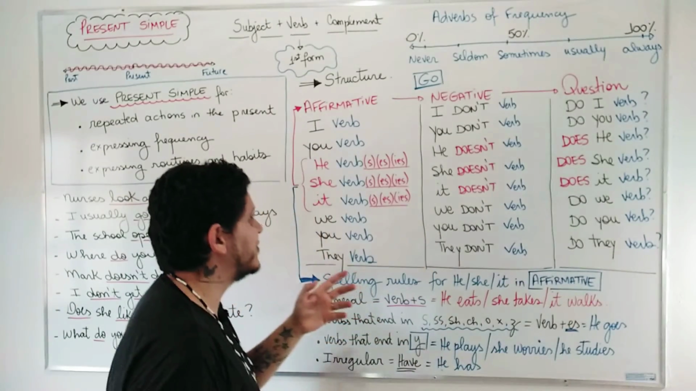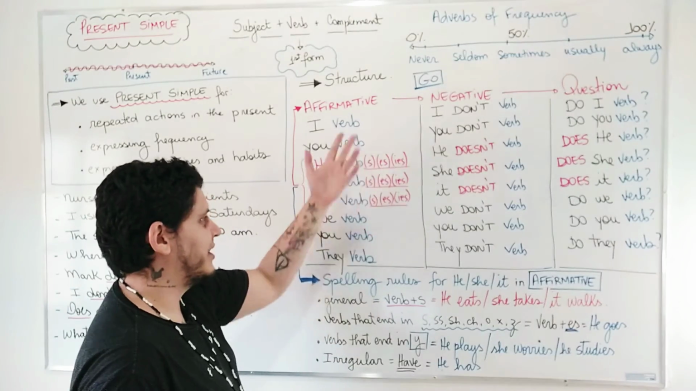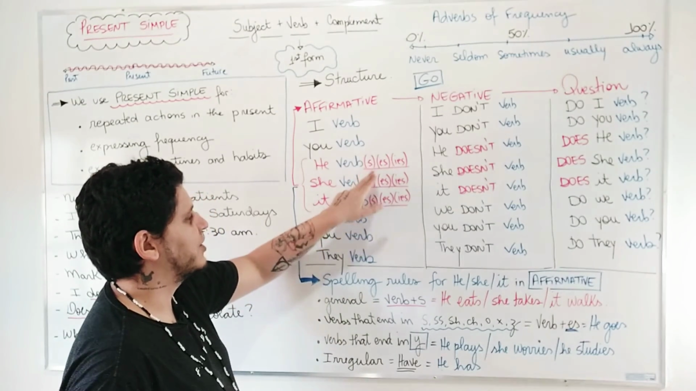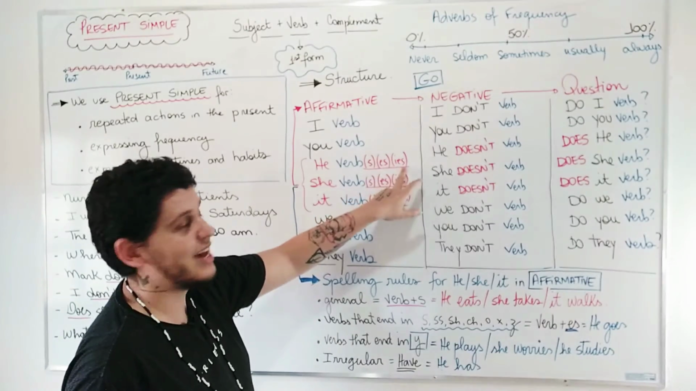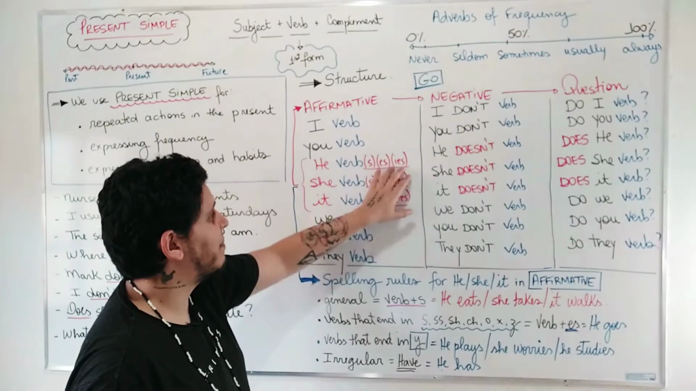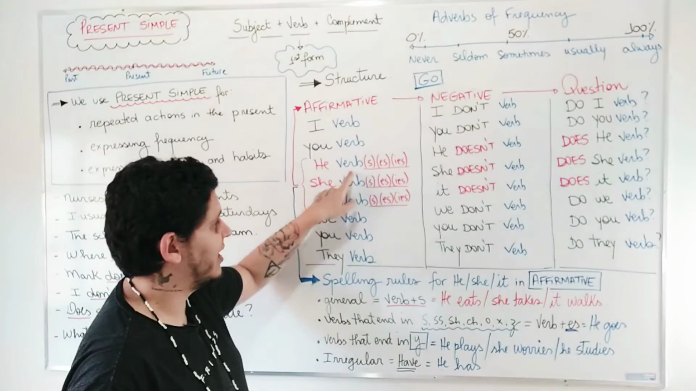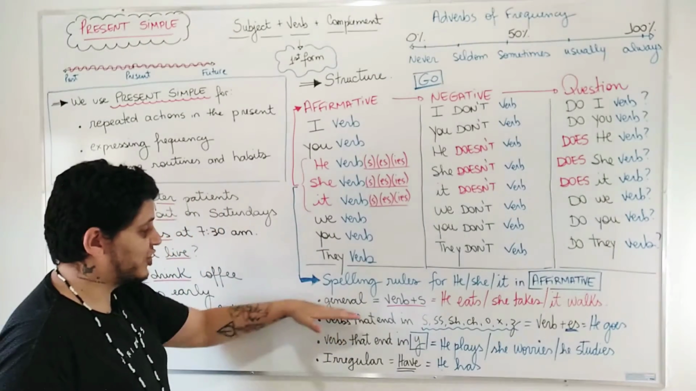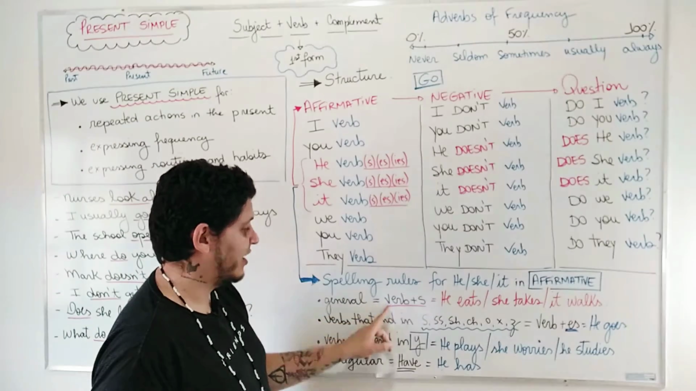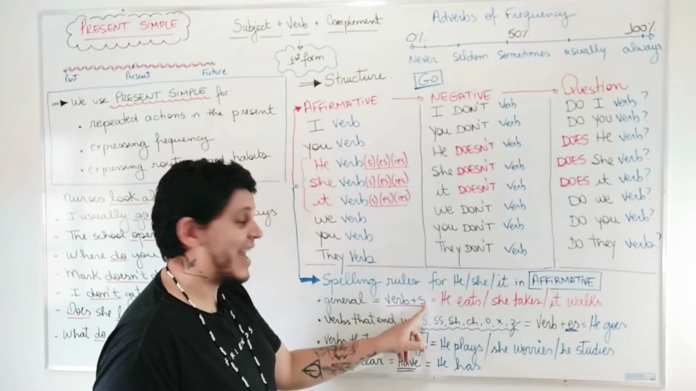And how does the verb change? There are three forms. You can just add s, or es, or ies. But these rules depend on the verb, okay? And we are going to see some of these rules right now. So the general rule says the following. If you get a normal verb and you add s.